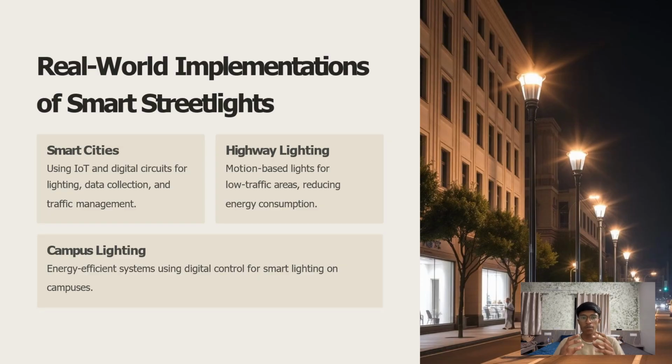Here comes the main point: real world implementation of smart streetlights. We can use our product in mainly three areas. First is smart cities, second is highway lighting, and third is campus lighting. In smart cities, we can use IoT and digital circuits for lighting, data collection, and traffic management. In case of highway lighting, motion based light for traffic areas reduces the energy consumption and light pollution. And in case of campus lighting, an energy efficient system using digital control for smart lighting can be used.